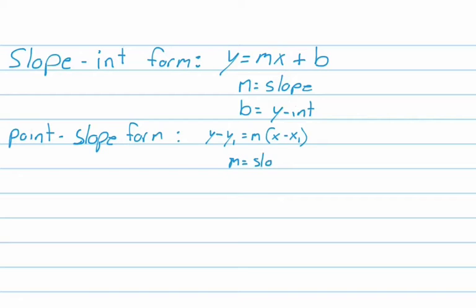So m is the slope. Again, that doesn't really change. M is the slope in slope-intercept form, and m is the slope in point-slope form. If I'm going to make pancakes, I have to have pancake mix. If I'm going to graph a line, I have to have slope. And then the point. The point comes from this x sub 1 and y sub 1. So whatever numbers are there.